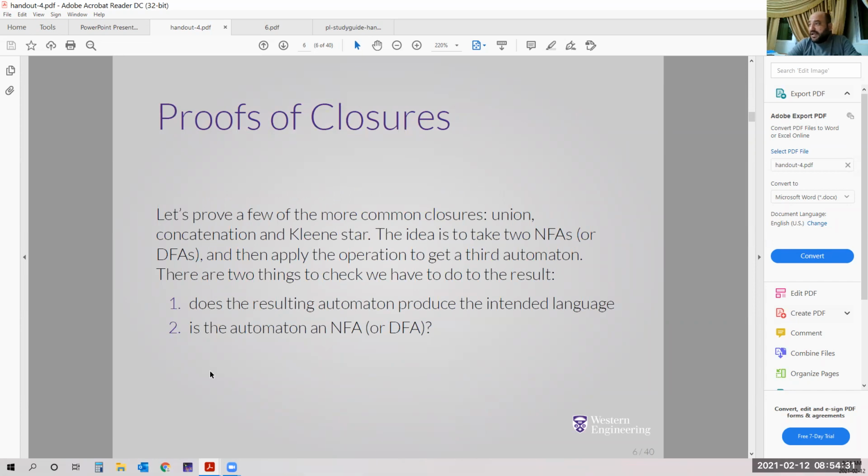Proofs of closure. Let's prove a few of the more common closures: union, concatenation, and the Kleene star. We proved it yesterday.